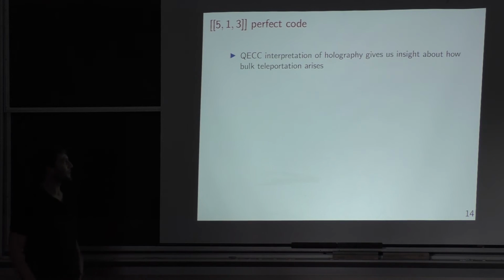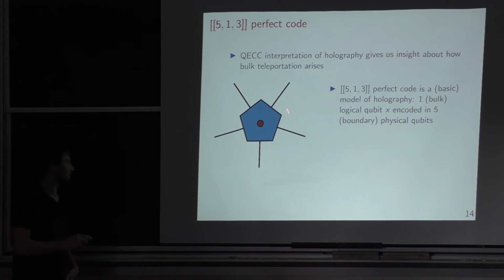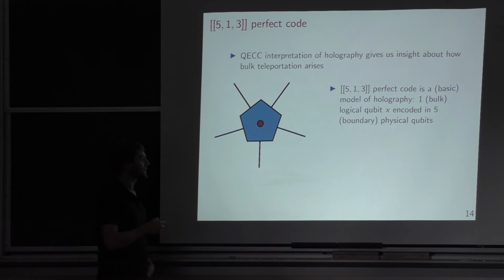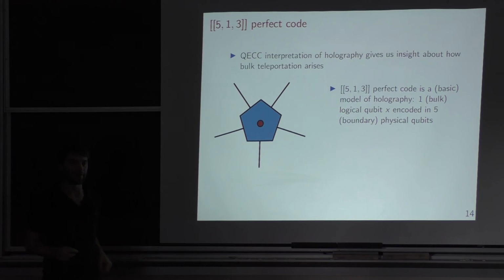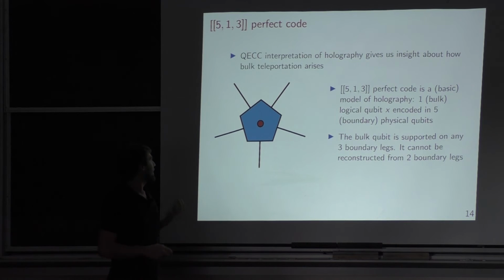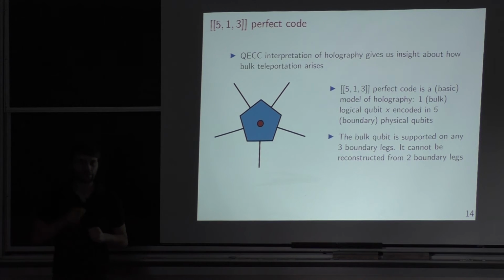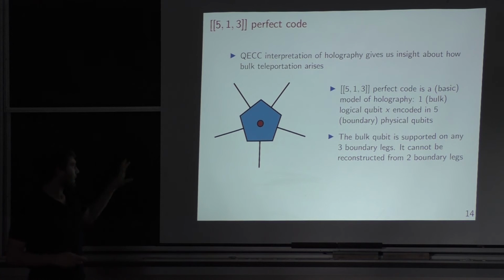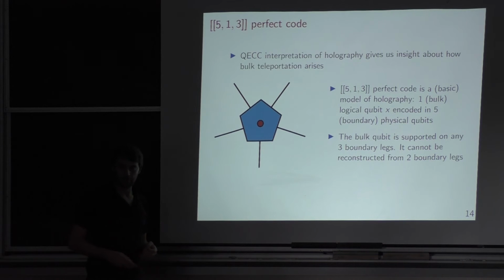Okay, about quantum error correcting codes, I was saying that I'm very improperly calling this a tensor network model of holography in the sense that you have one bulk logical qubit encoded in 5 boundary qubits, which are these 5 legs. And clearly, the information of this bulk qubit is encoded in the entanglement structure of the state of the 5 external legs. Now, an interesting fact is that if you have 3 external legs, you can reconstruct the bulk qubit. So the bulk qubit is supported on any 3 legs, but only 2 boundary legs cannot reconstruct the bulk qubit.